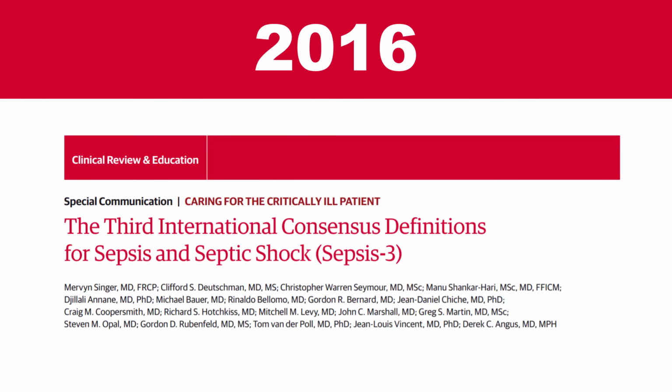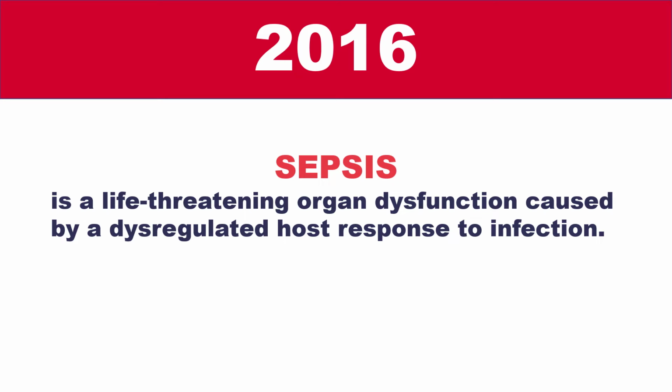And sure enough, in 2016, a new definition of sepsis did come out, and this time sepsis was defined, pay attention to this, please, this is important. Sepsis was defined as a life-threatening organ dysfunction caused by a dysregulated host response to infection. And as I always say in all of my lectures, I think that this definition is absolutely perfect. This is exactly what sepsis is. It's life-threatening, and it's a result of a dysregulated inflammatory response to infection, which leads to organ dysfunction.